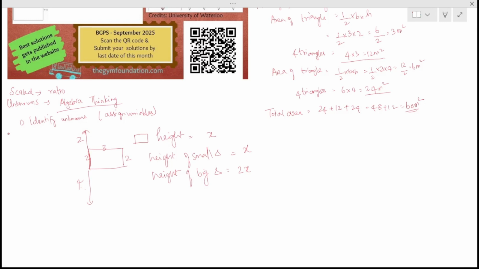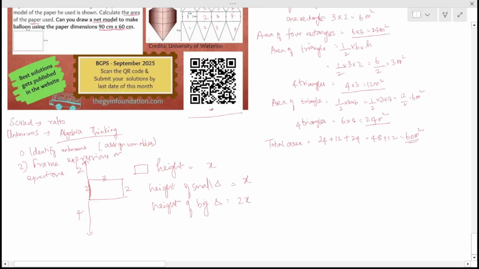The second part of algebraic thinking refers to framing expressions or equations based on the information given. So you have to frame expressions or equations, whatever they might be, from the problem. So what is the problem given? The given dimensions are 90 centimeter length for the paper and 60 centimeter height. So this is the paper given.